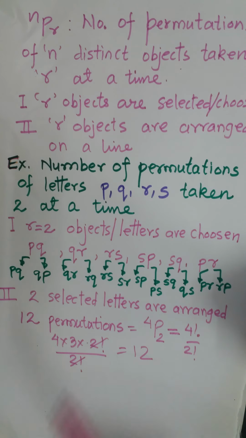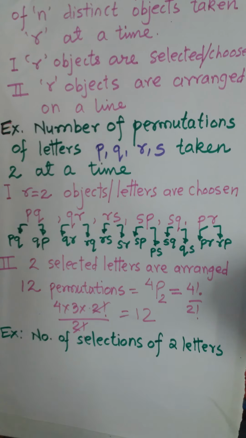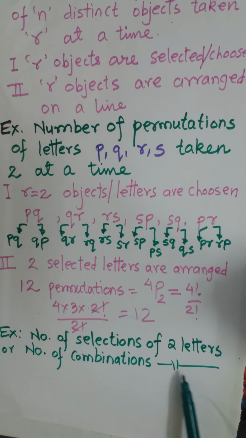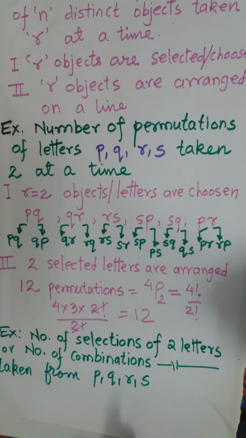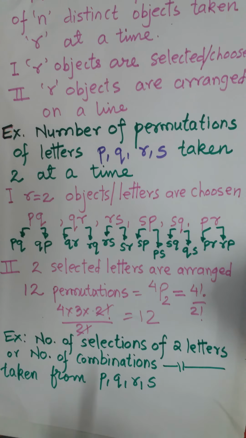Now from this example, let's take one more question. Let's make one more question like this. Number of selections of two letters, or number of combinations of two letters taken from the set PQRS. What is the meaning of this? It means in how many ways can we select two letters without arranging them. It means how many combinations of two letters are possible out of the given 4 letters PQRS.